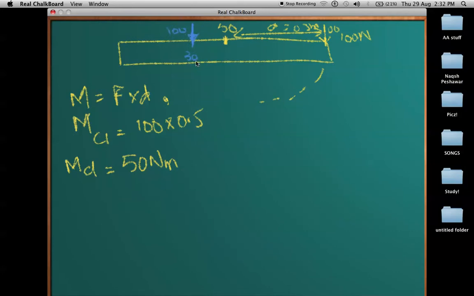Let's see the moment. Because it's being applied here, just assume that this is the pivot. So you can imagine this would make it move here. This is an anti-clockwise moment. So the anti-clockwise moment for this force would give me 100 times the perpendicular distance, which is 0.2 meters. This would give me 20 Newton meter.